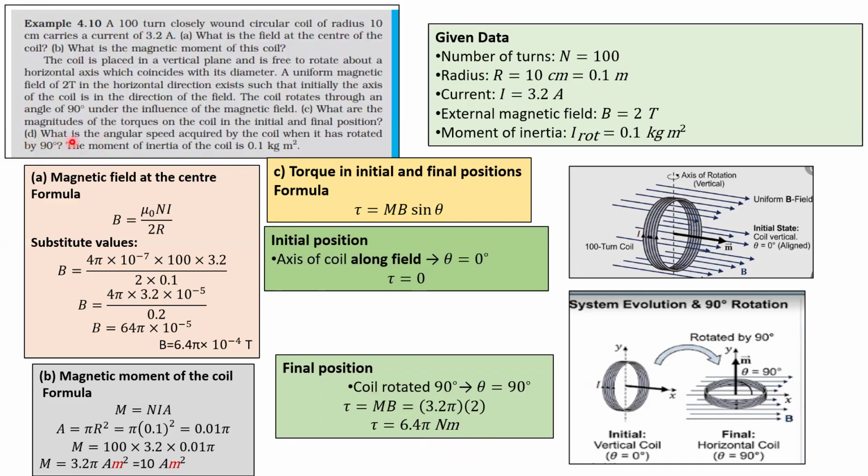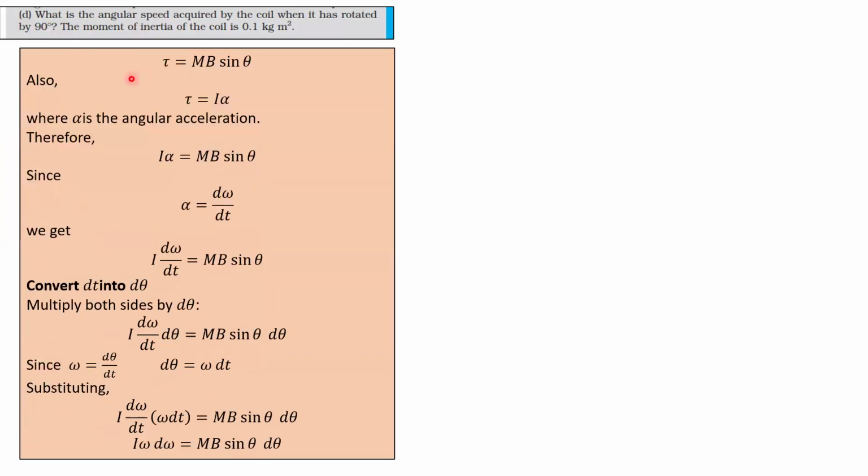Now one more part is there. What is the angular velocity acquired by the coil when it has rotated by 90 degree? Moment of inertia is given. We'll go for the last part now. What we have to find out? Angular speed. Okay, we'll start the formula. Tau equal to mb sin theta. In class 11, you have studied tau is also equal to I alpha.